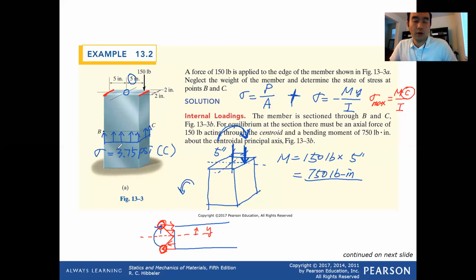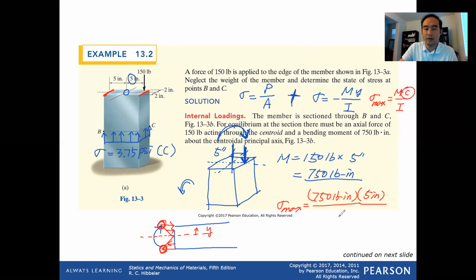So this is compressive stress. Now, what about the bending stress? We're going to use this equation for B and C. It will be the same. So when we calculate the normal stress due to the bending, sigma max is equal to M, the bending moment, which is this 750 pound-inch, times c. What is c? c is the distance from the neutral axis to either the top or the bottom, the same value, which is 5 inches. So 5 inches divided by the moment of inertia.